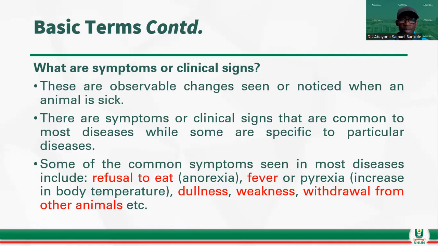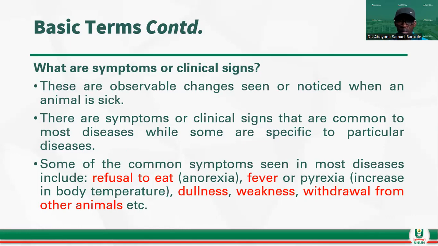What are symptoms or clinical signs? Symptoms or clinical signs are observable changes seen or noticed when an animal is sick. Now, there are symptoms or clinical signs that are common to most diseases, while some are quite specific to particular diseases. Some of the common symptoms seen in most diseases include refusal to eat, that is anorexia, fever or pyrexia, increase in body temperature, dullness, weakness, withdrawal from other animals, and so on and so forth.